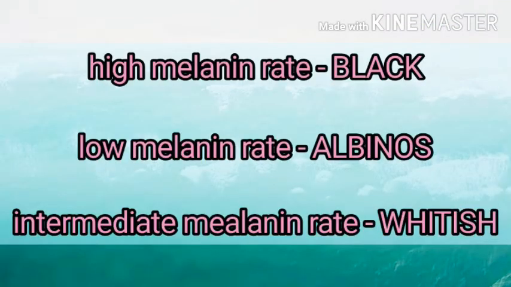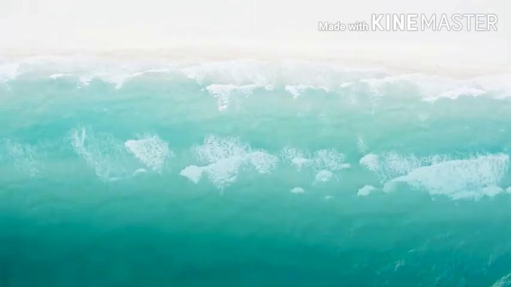If the melanin production rate is high, then the color we find is black. If we get melanin in a very low amount, in low production, then the color is fairer, which is otherwise called albino. And if the color is intermediate, then it is of the whitish variety.